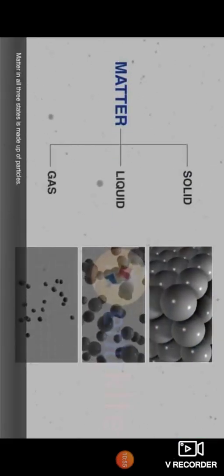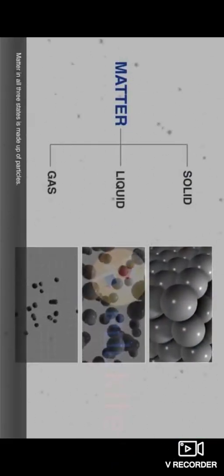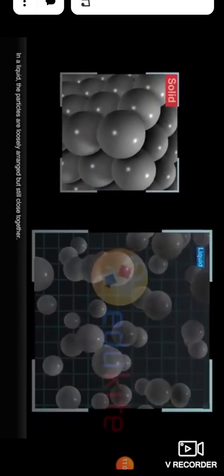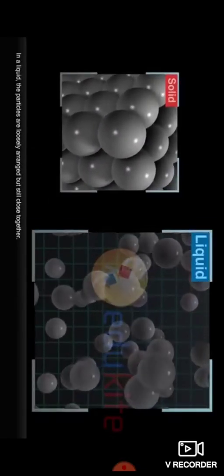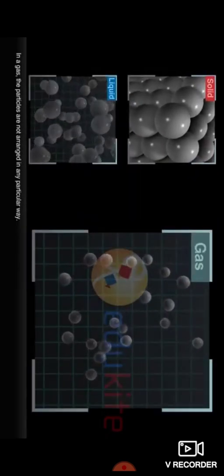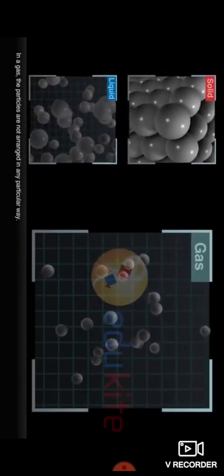So I hope that in the previous video you must have understood something about solid, liquid and gas, the differences, whatever I tried to make you understand. Now focus here. Matter in all three states is made up of particles. In a solid, the particles are closely packed in an ordered arrangement. In a liquid, the particles are loosely arranged but still close together. In a gas, the particles are not arranged in any particular way.